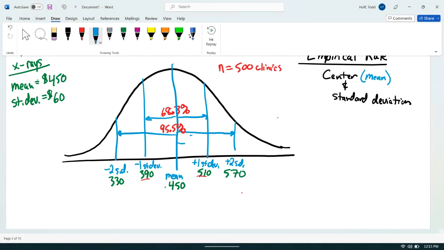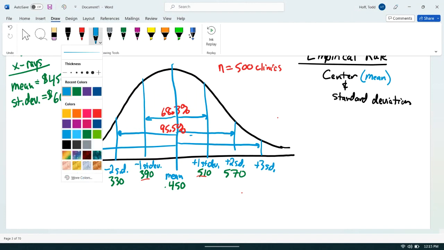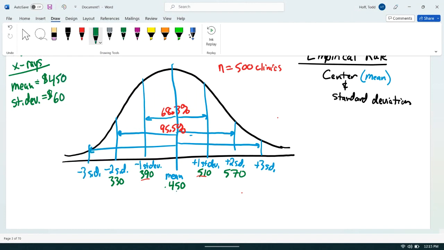And of course, we can go one more, plus 3 standard deviations, minus 3 standard deviations. So that would be, 450 plus 60 plus 60 plus another 60 would be 630. Subtracting 60 gives me 390, 330, another 60 down would be $270. And the empirical rule tells us that the percentage there is 99.7% that fall within 3 standard deviations of the mean.